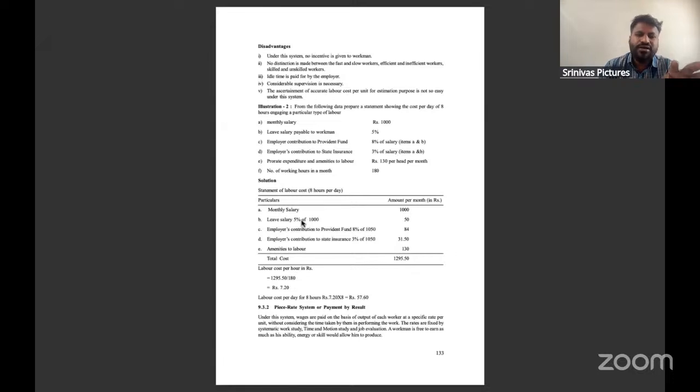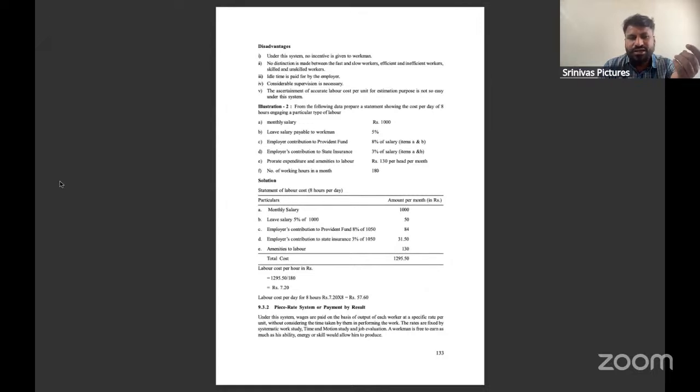So this problem talks about the splitting of the cost per hour. Next one is the piece rate system. The piece rate system, or payment rate system, is where labor will get paid piece-wise and item-wise. Whatever number of pieces or items he prepares, the per-piece cost is already decided, and that per-piece cost they are going to receive.